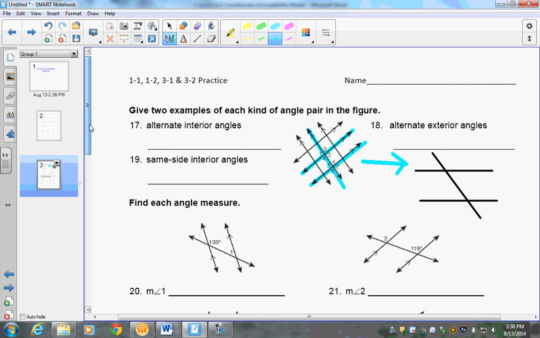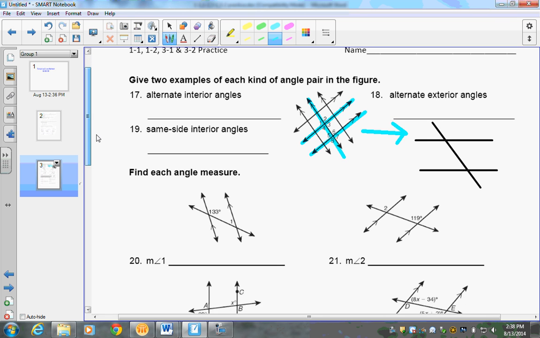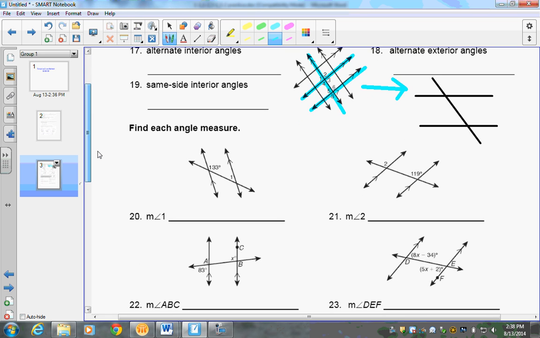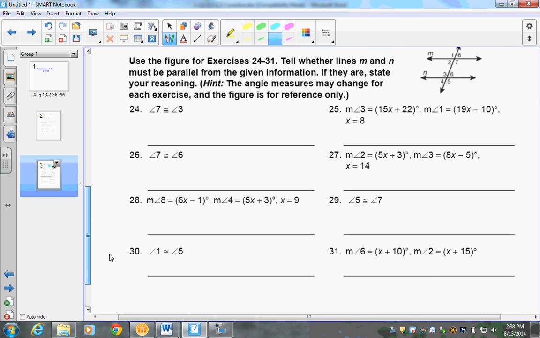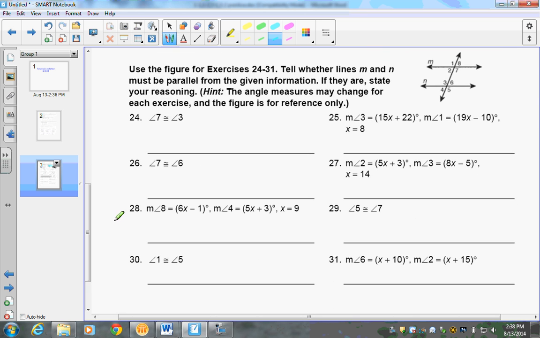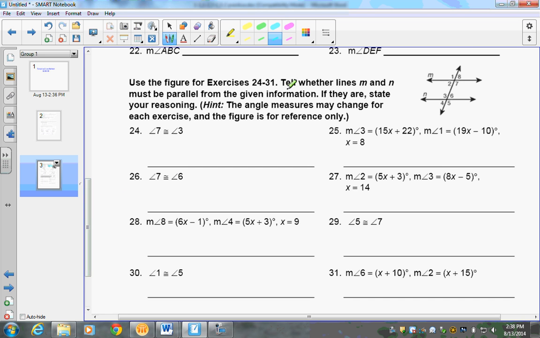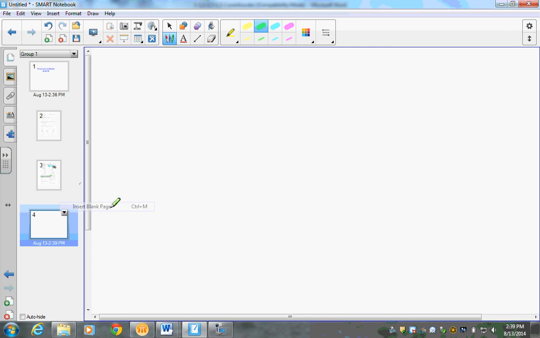Now, as we keep moving, finding each angle measure, you are not strangers to that, so you've got this. The one thing I do want to bring to your attention is everything from questions 24 through 31. It says, tell whether or not the lines are parallel, given the information. Here's what I want to bring to your attention. How do I know whether or not the lines are parallel? So let me insert a new page here.